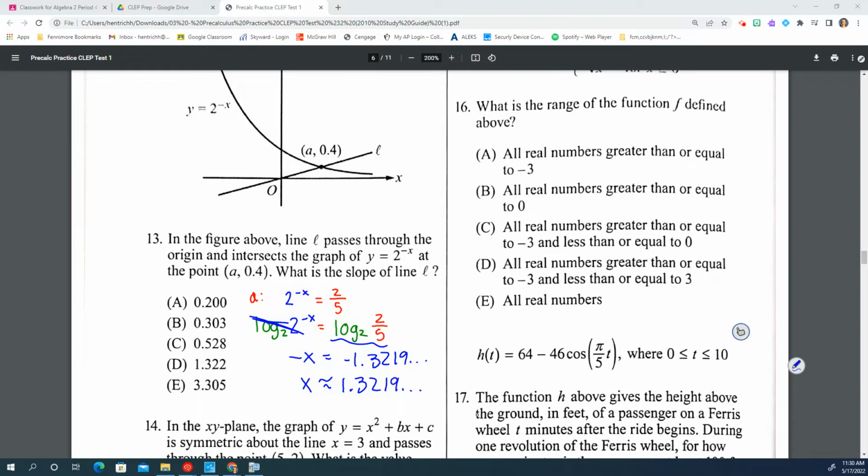Now, I'm not done. This is technically A, if you want to change it to A. That's the x coordinate of where they intersect. We just found that.